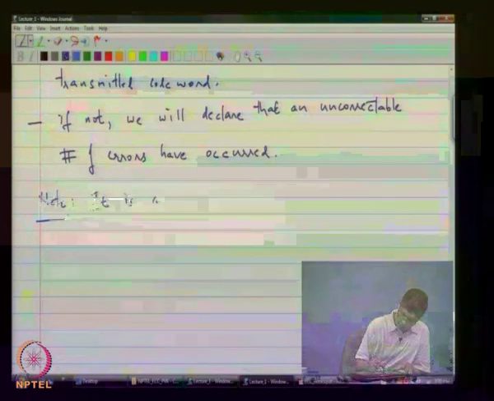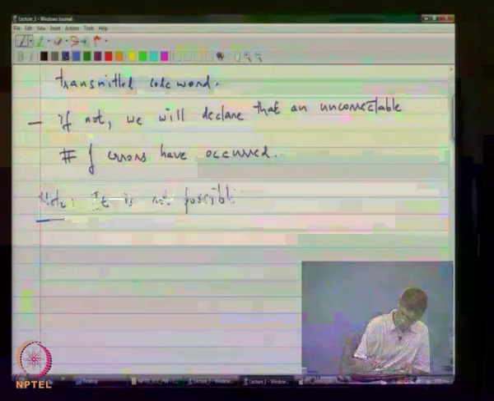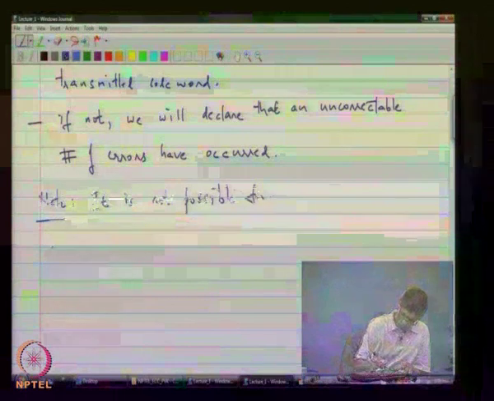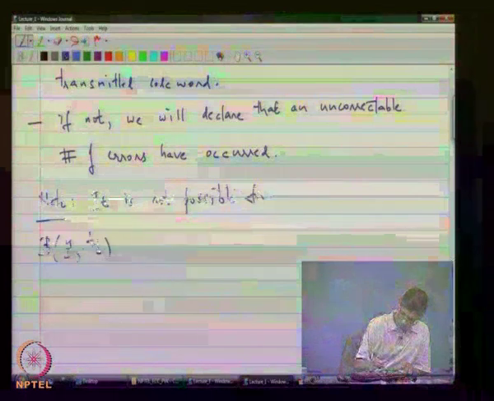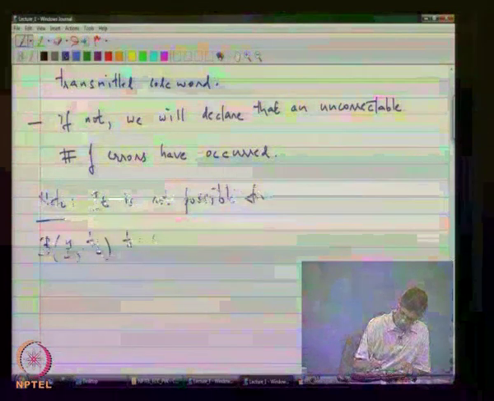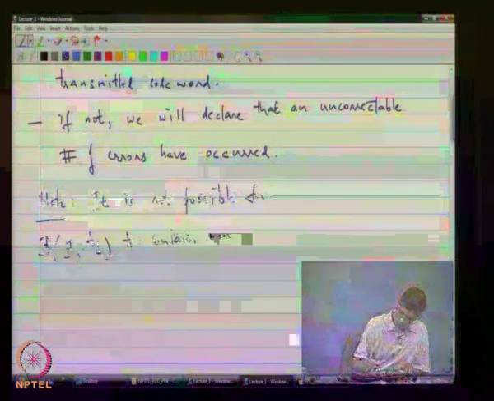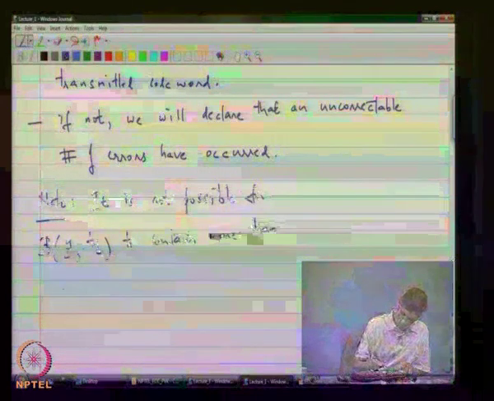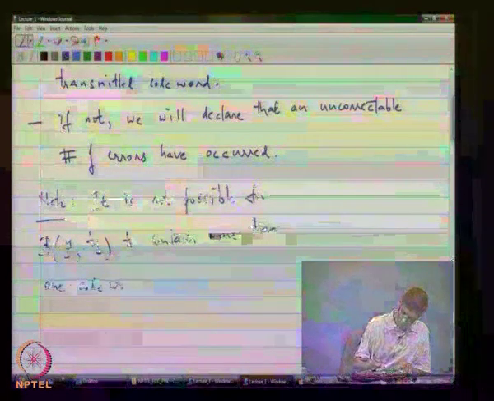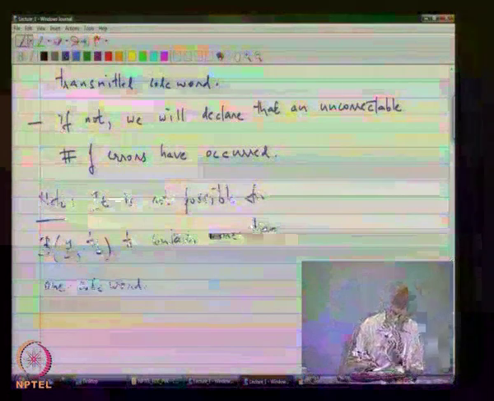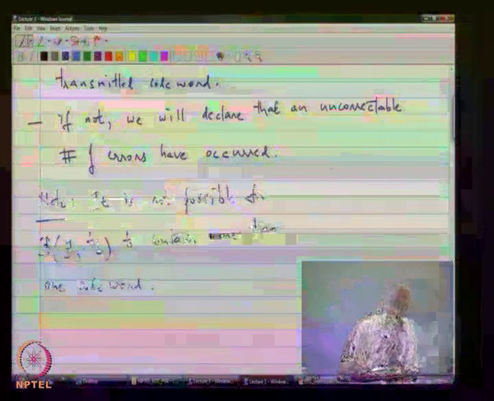So, it is not possible for B y t sub c to contain more than one code word. And the reason being, so let me draw this circle again here.